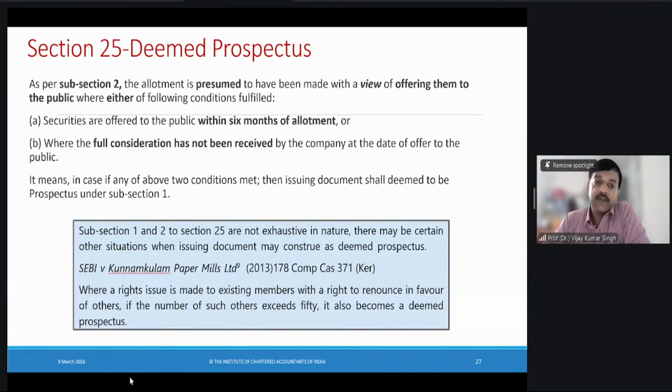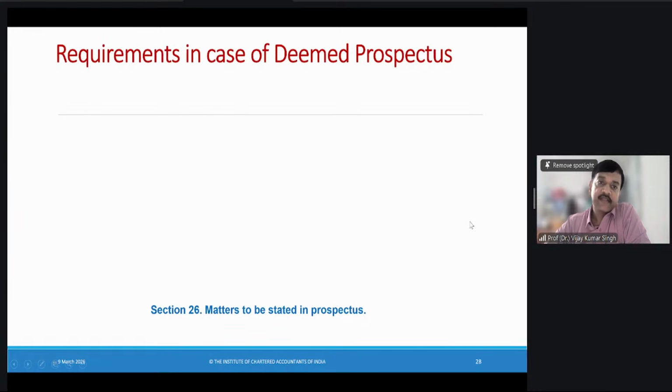Then that particular document of the rights issue will be referred to as a prospectus, because you are reaching out to more people by way of circumventing the regulations. So this is the rule on deemed prospectus. I hope you got the understanding. We will talk about it more. Let us look at the requirements in case of a deemed prospectus.